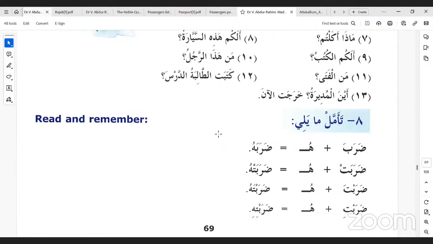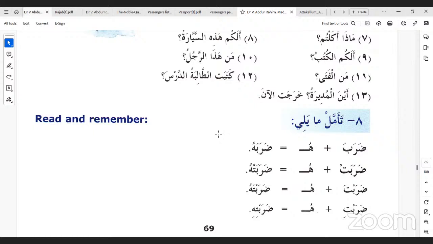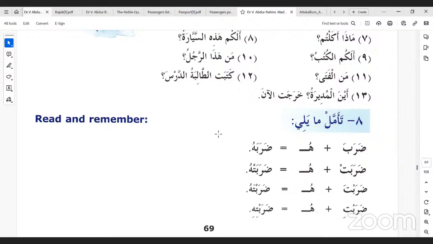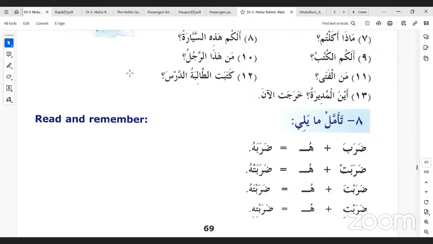Okay, so daraba and hu makes darabahu. Correct. Darabat and hu makes darabathu. Translation, please. The verb daraba. Daraba, hit. He hit. So the first one, daraba hu, he struck him. Yep. Darabat hu, she struck him. Darabta and hu makes darabtahu.